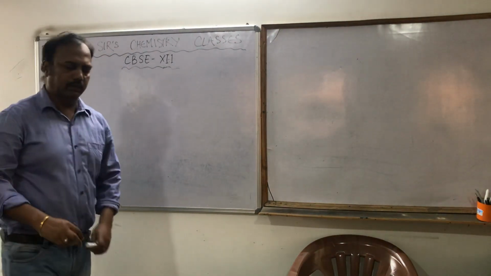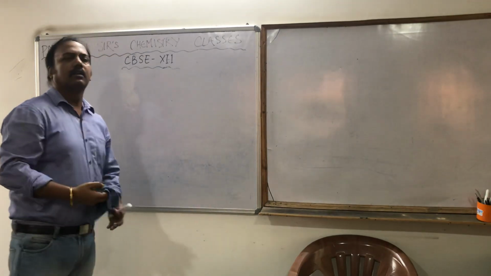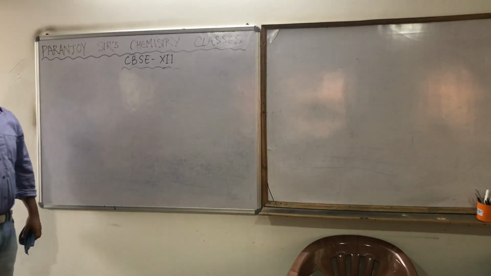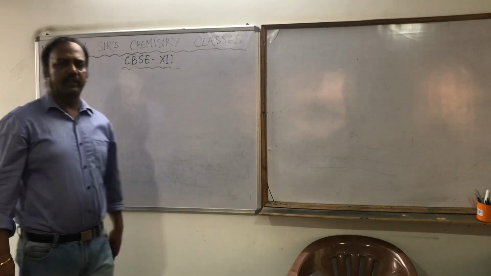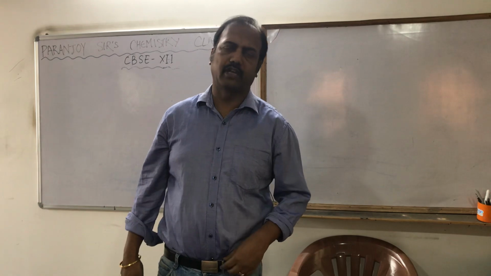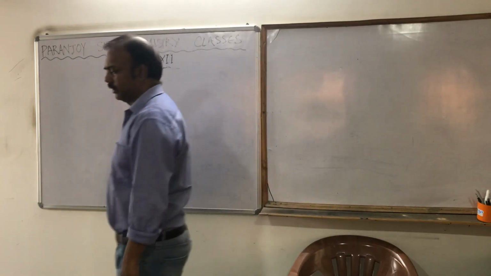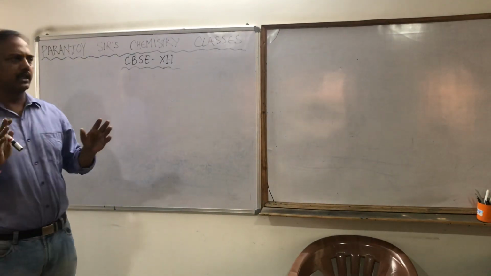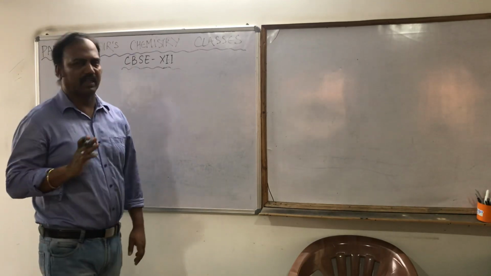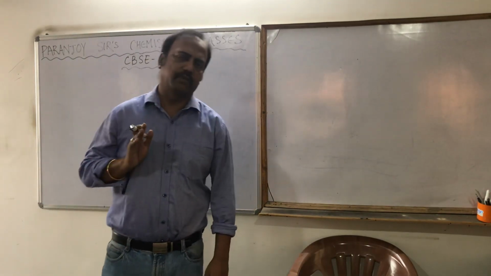The last class, we finished how to calculate the electrode potential of an electrode by using the standard hydrogen electrode, right? Okay, so what you know in electrochemistry till now is what the cell is, and how to represent the cell. The cell representation we know.